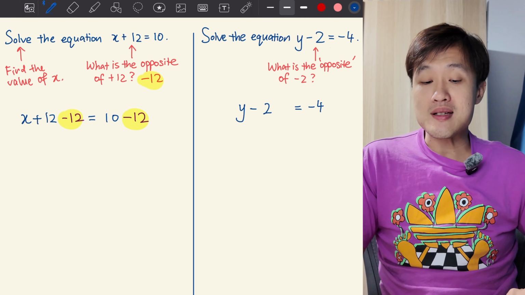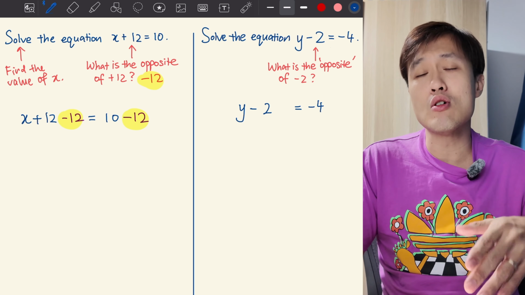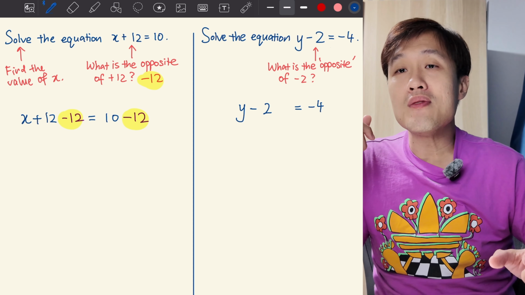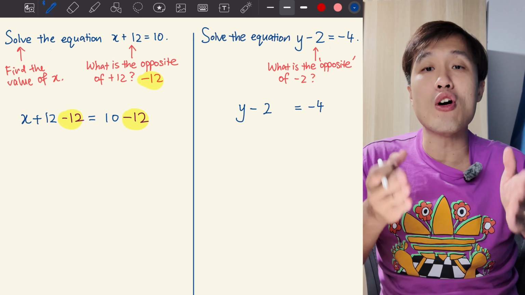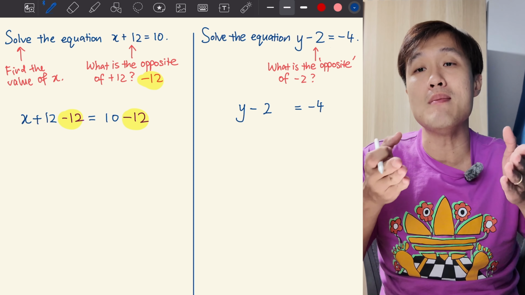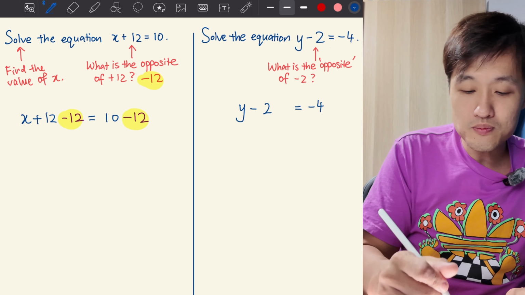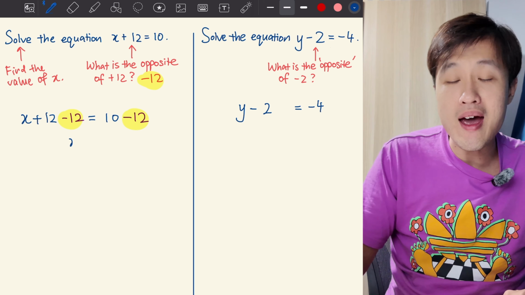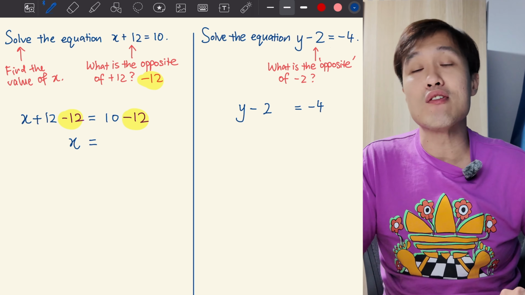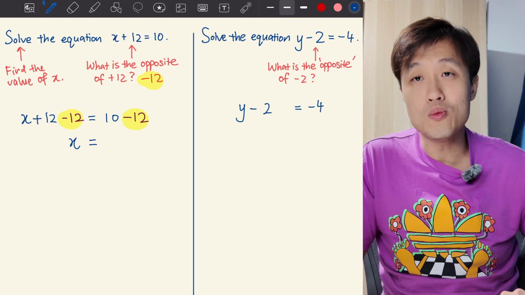Right? So next, let's look at the left hand side. We have x plus 12 minus 12. So plus 12, then we have minus 12. So positive 12 and negative 12 forms a zero pair. That means it becomes 0. So on the left hand side, we're going to be left with only x. And on the right hand side, of course, 10 minus 12 will give us negative 2.